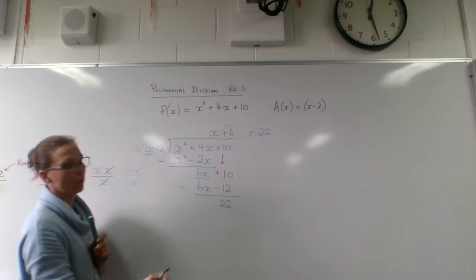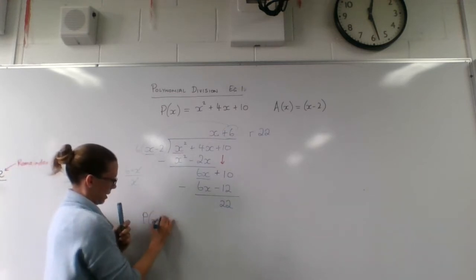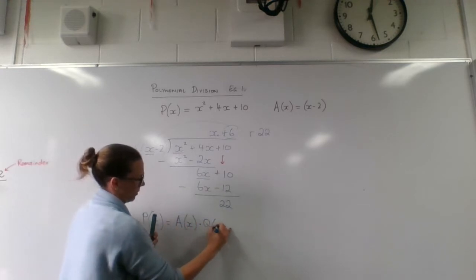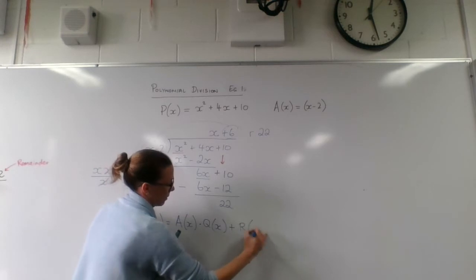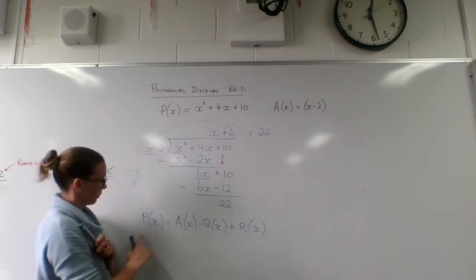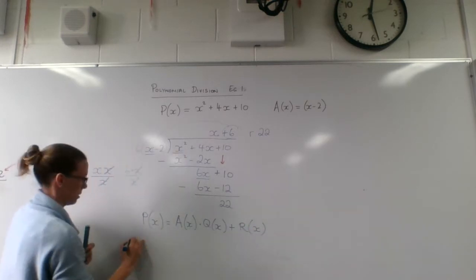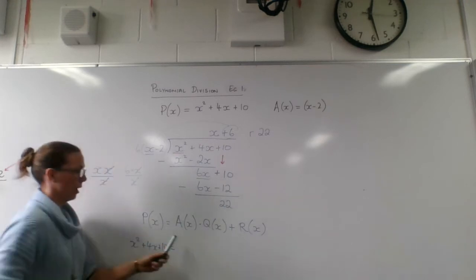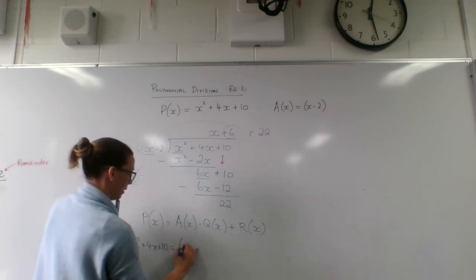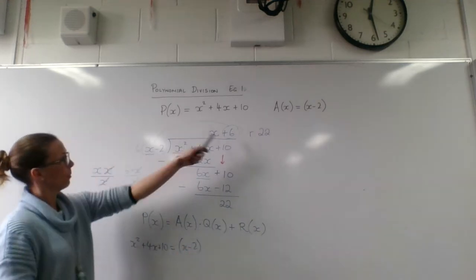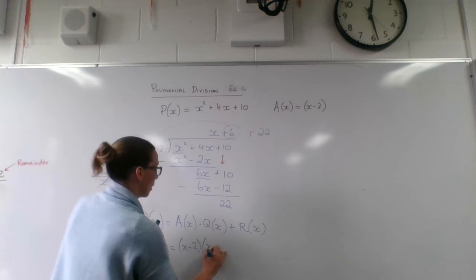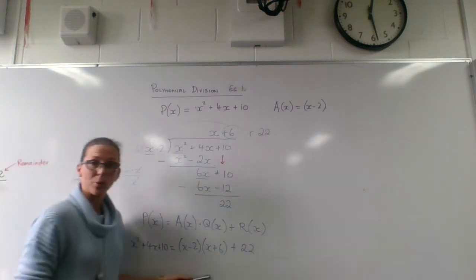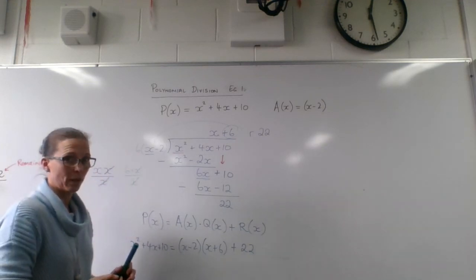I could write this in the form of p(x) is equal to a(x) times q(x) plus r(x). So what that means is I've got my dividend first, what I began with, x squared plus 4x plus 10 is equal to the divisor, x minus 2, times by the quotient, x plus 6, and with my remainder. Not all questions ask you to do that, but you often are asked to do that.